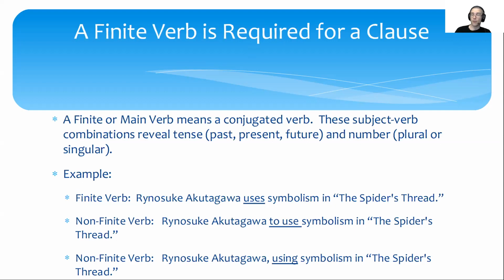A non-finite verb, in other words, a verb that is conjugated but not conjugated properly, so we don't have a sentence, would be Rinosuke Akutagawa to use symbolism in the spider's thread. That's not a sentence. It's not a clause. It's not a complete thought.